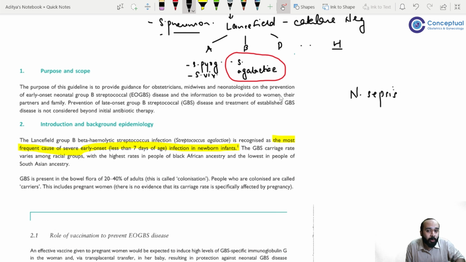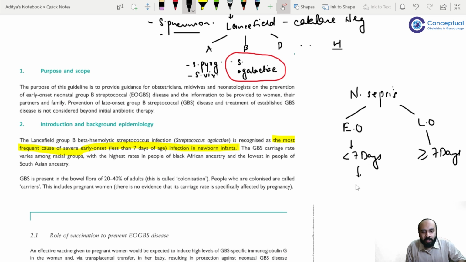based on when it is presenting, it can either be early onset or it can be late onset. If I'm talking about early onset, it is anything that occurs in the first 7 days of life, whereas late onset is anything that occurs after 7 days of life. So the most common cause of early onset neonatal sepsis was this Group B Streptococcus, which is Streptococcus agalactiae. So it was recognized that this is a very important one and we need to recognize it.